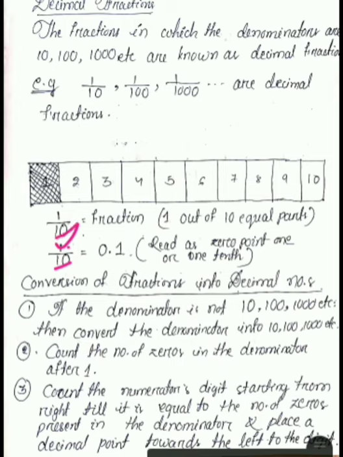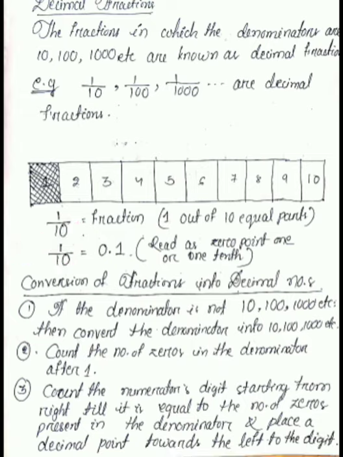Then place a decimal point towards the left of the digit. So here on the left nothing is there. So here you have to give the decimal point. And here nothing is there, which means 0, you have to write 0.1.